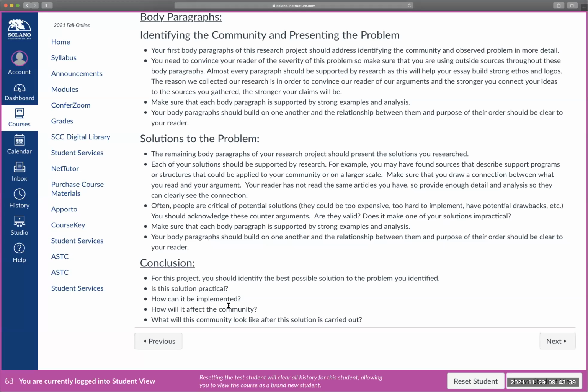Maybe it's specifically the government who has to implement it. Maybe a law has to be passed, right? So think about a way this solution can be implemented. Next, I want you to think about how this solution will affect the community?